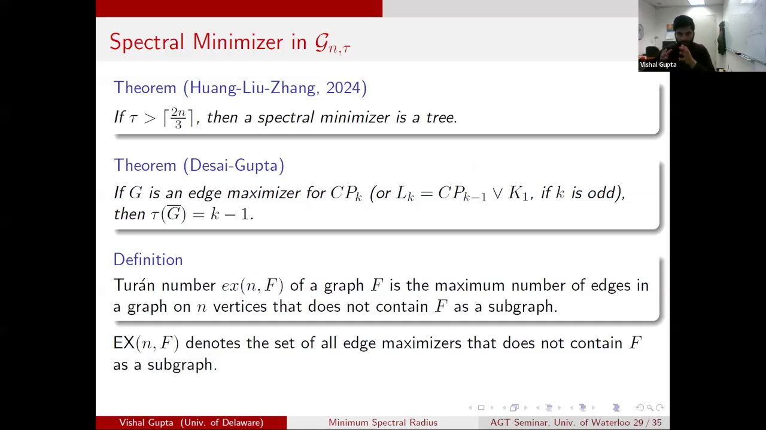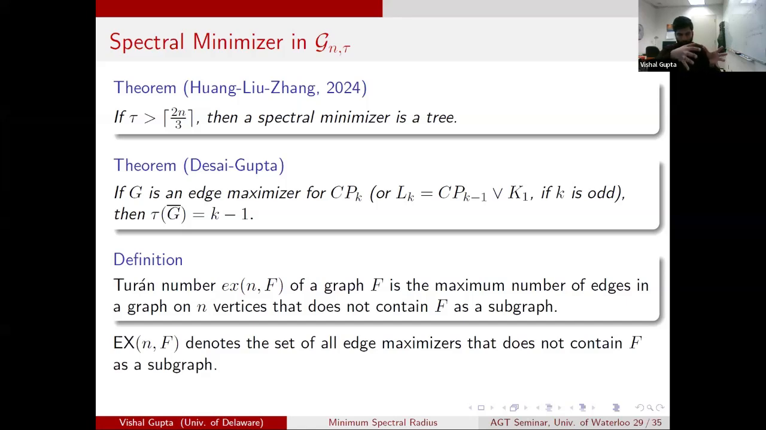So what we did, our idea was, since we want to minimize the spectral radius, it will be a good idea first to minimize the number of edges. So we change the problem from spectral minimizer to edge minimizer. So fixing dissociation number and fixing number of vertices, we first find out what is the edge minimizer in this class. And if we are minimizing the number of edges in a graph, that means we are maximizing the number of edges in its complement with some restrictions. So we showed the following: if G is an edge maximizer for a cocktail party graph, that means it has maximum number of edges and it does not contain a cocktail party graph if k is even, or if k is odd, it does not contain an odd cocktail party graph, then if we take its complement, its dissociation number is k minus 1.